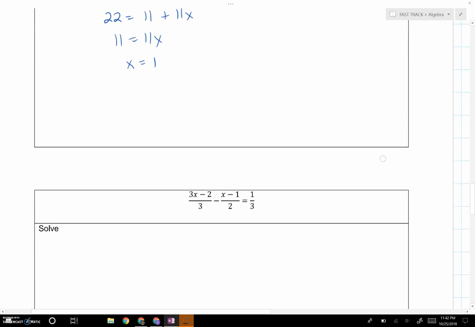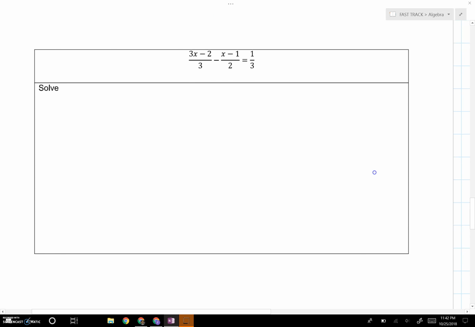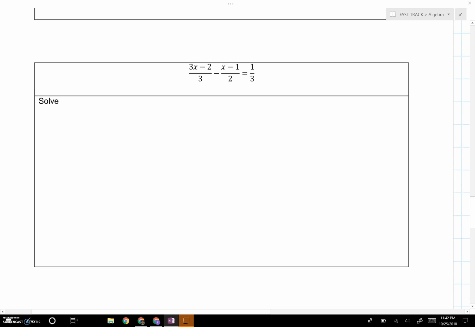Now, our last example for the day is slightly different. Here, notice I don't have a fraction equal to a fraction. I have a couple of fractions, and it's equal to another fraction. So this causes me some issues. So I can't do the same thing that I was just doing. So I've got to do something different.